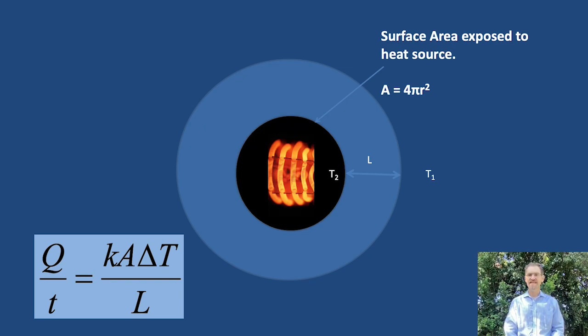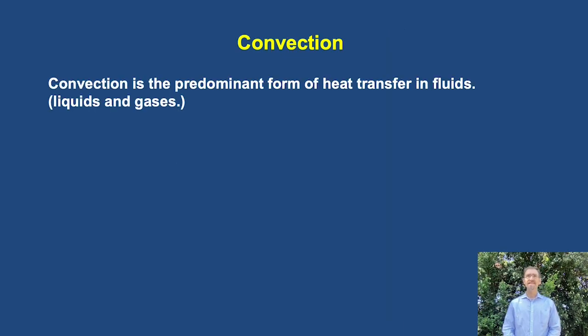So of course the delta T is the temperature difference between the heat source inside the pipe, it could be hot water, and the heat source outside the pipe. The length of the conductor is the thickness of the pipe. The surface area exposure to the heat source is the surface area inside the pipe in contact with the hot water. Now let's turn our attention to convection. Whereas conduction was the predominant form of heat transfer in solids, convection is the predominant form of heat transfer in fluids.